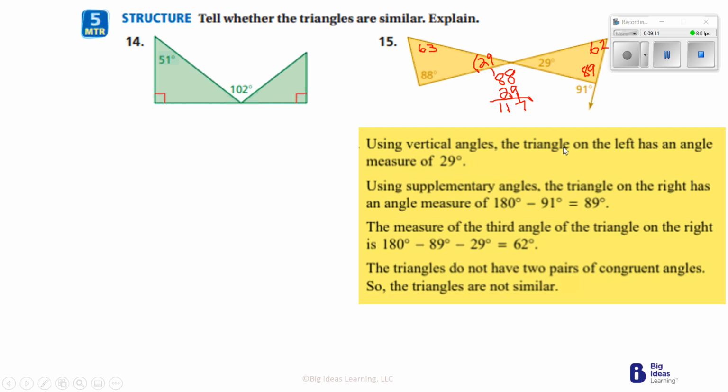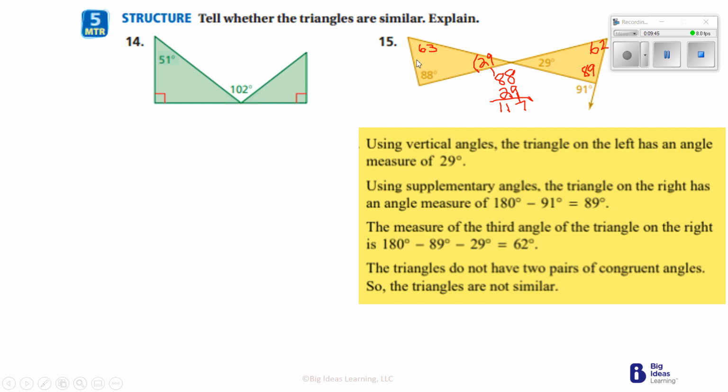Using vertical angles, the triangle on the left has to have an angle of 29. Using supplementary angles, the triangle on the right has to be 180 minus 91, right? And that's going to be 89. And then the measure of the third angle of the triangle on the right will be 180 minus 89 minus 29. That's got to be 62. The triangles do not have two pairs of congruent angles, so the triangles are not similar.